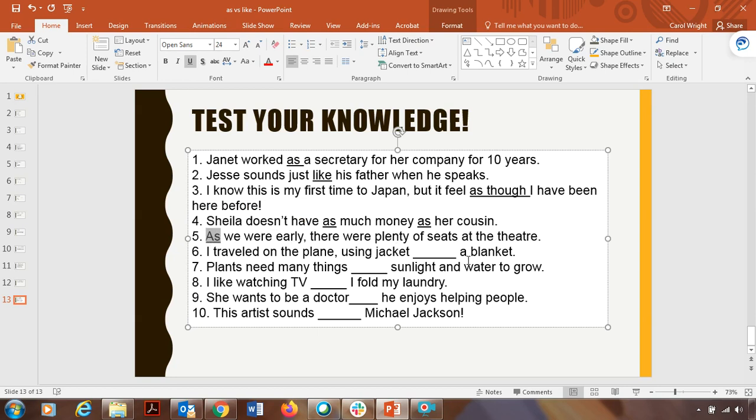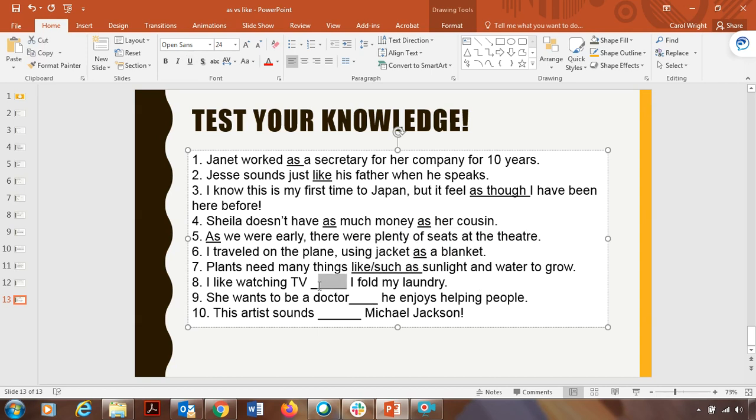I traveled on a plane using my jacket as a blanket. Okay, just like a blanket. Plants need many things. We can here say like or such as, right? Like or such as sunlight and water to grow.